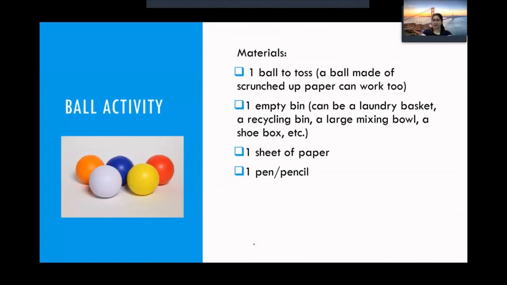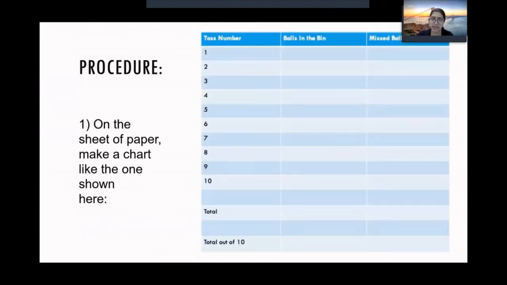So this is the ball activity. What you will need is a ball, or if you don't have a ball, like I don't have a ball, you can scrunch up a piece of scrap paper or old paper. You need an empty bin or something that you can throw your ball into. When I did my activity, I threw my ball into this pouch. You also need 1 sheet of paper, and a pen or a pencil.